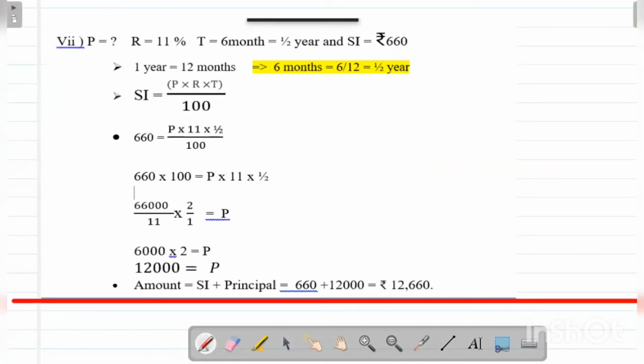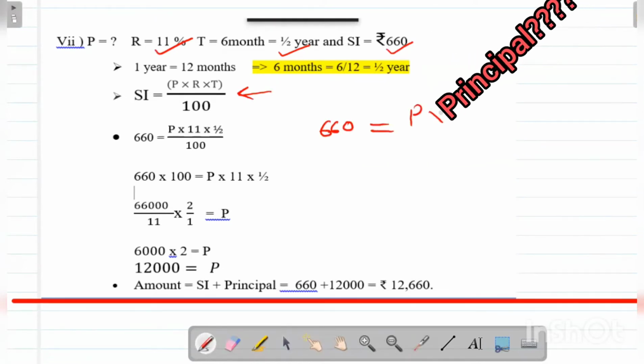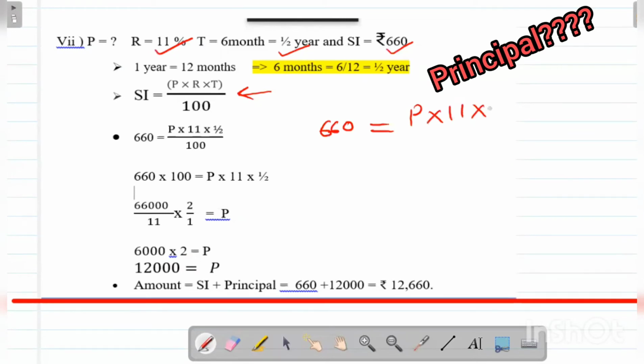Let's have the next question in which simple interest is given to us, time is given to us, and rate is given to us, and we need to calculate the principal, that is, what amount we have taken. So put the values into the same formula. 660 in place of simple interest, P will be as it is, because that is what we need to calculate. Time is half year, rate is 11. Now, principal you will keep as it is because this is the unknown quantity, and the remaining quantities you will shift to the LHS.